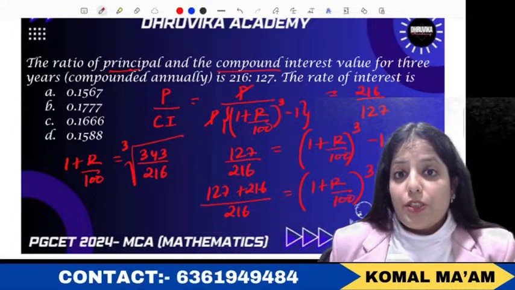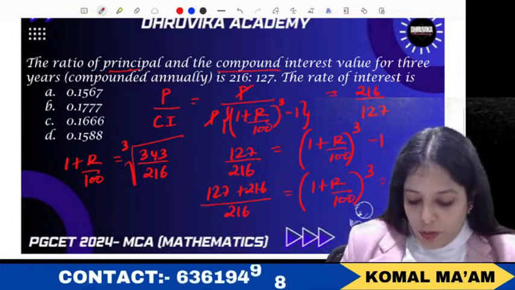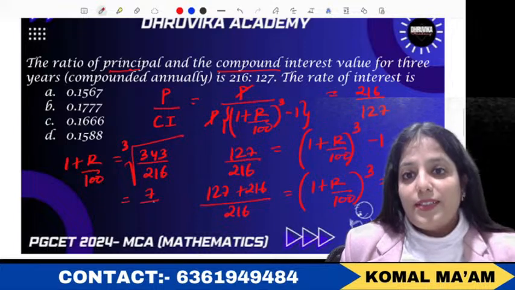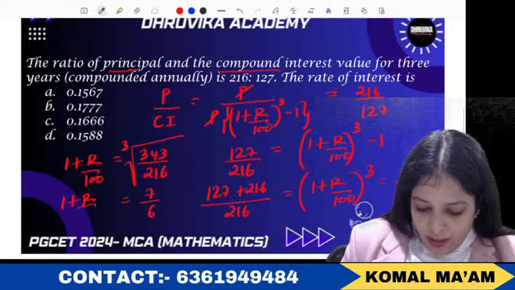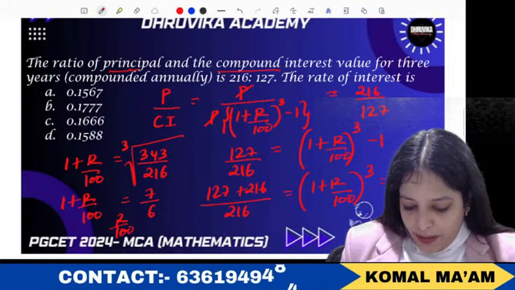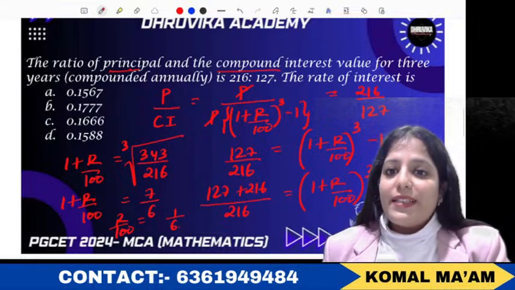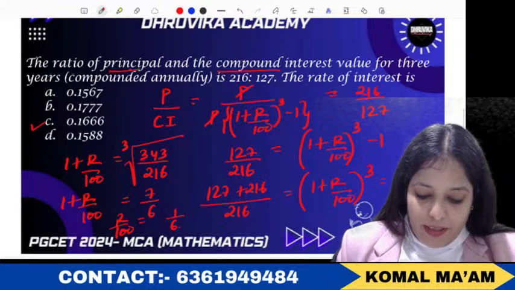Now if you remember the cubes, you will understand 343 is the cube of 7. So the cube root will be 7, and 216's cube root would be 6. So 1 plus R upon 100 is equal to 7 by 6. So R upon 100 would be equal to 1 by 6. Now 1 by 6 in the decimal form is equal to how much?